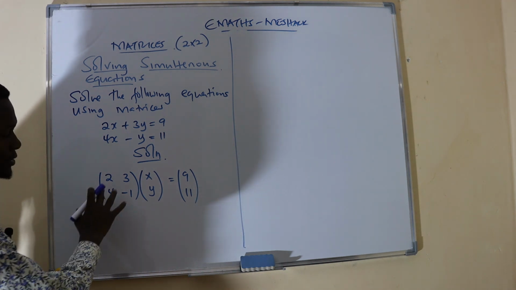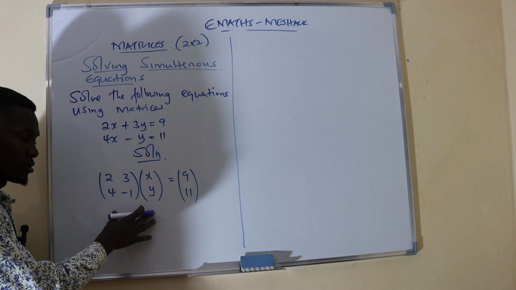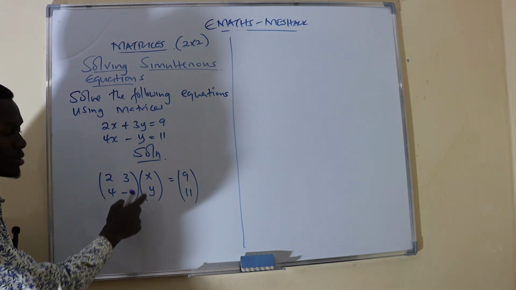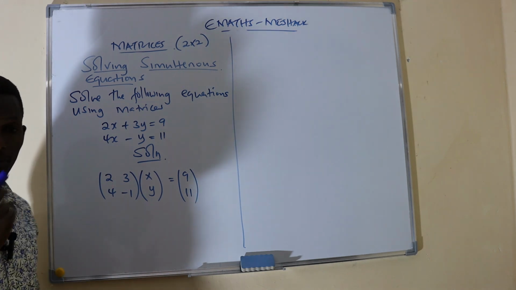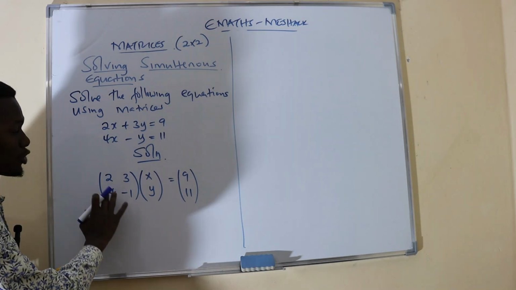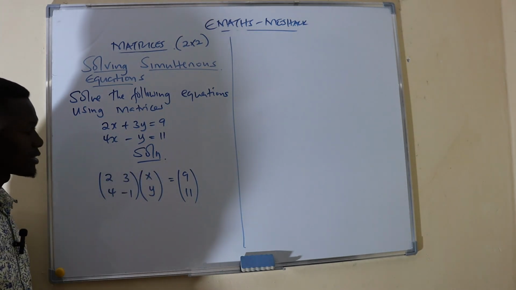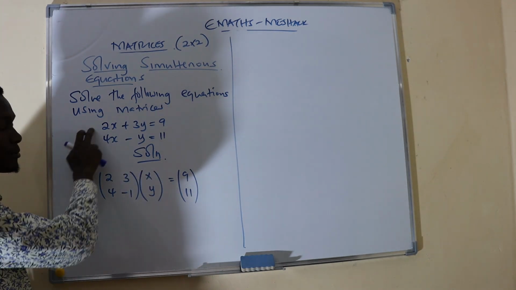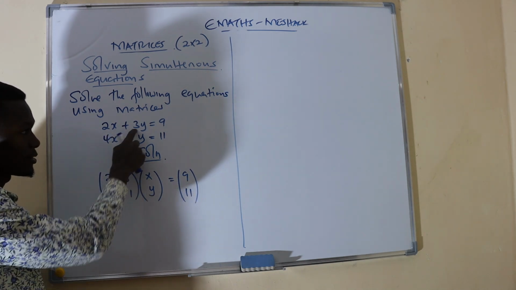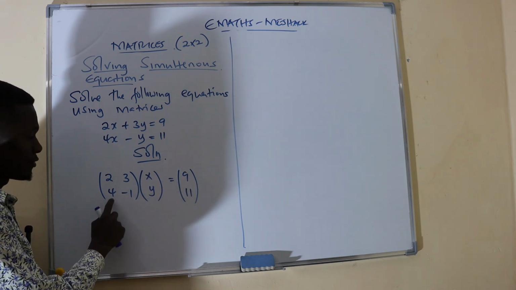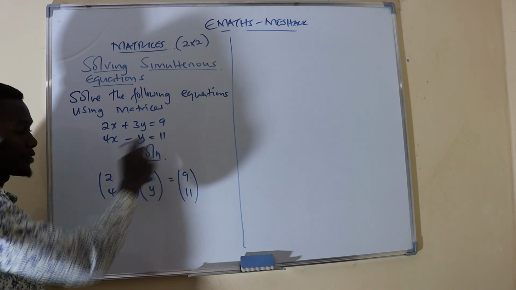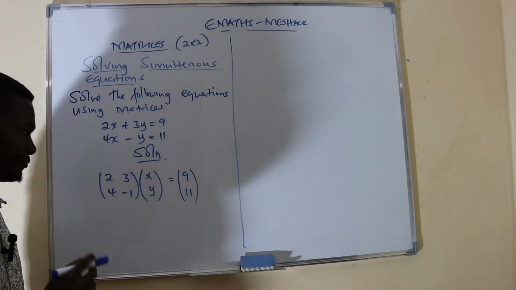Now, note something here. When you multiply these two matrices, this one is a 2 by 2, this one is a 2 by 1. So first of all, they are compatible. The second thing is, when you open this up, it will just give you these same equations: 2 times x, 2x, 3 times y, 3y equals 9. Then 4 times x, 4x, negative 1 times y, negative y equals 11.